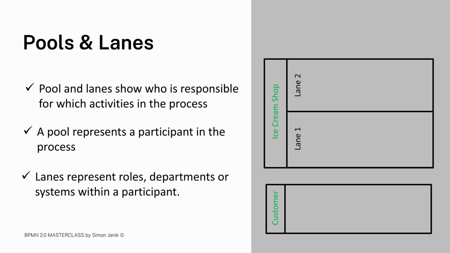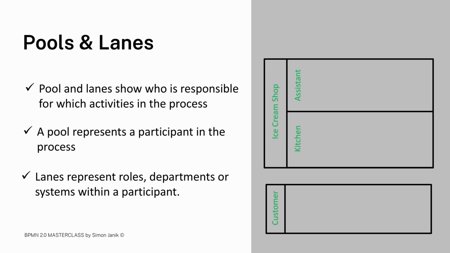And inside a pool, we can add lanes to show how tasks are divided within the organization. For example, by department, role, or even system. And each lane contains the elements that are carried out by that specific group. So tasks, events, and gateways are placed in their specific lane, so it's always clear who is responsible.